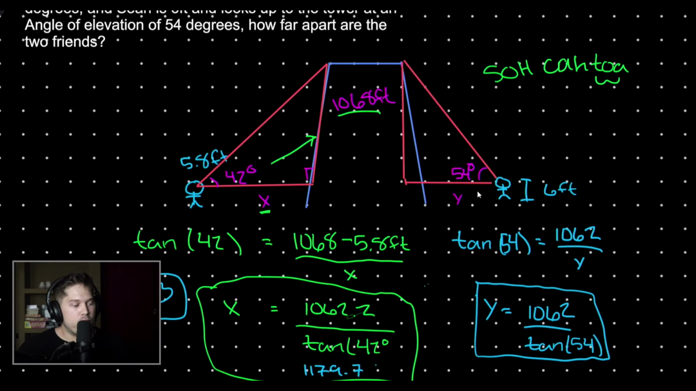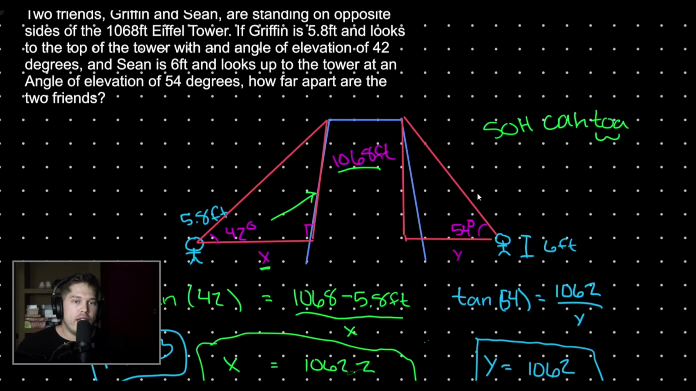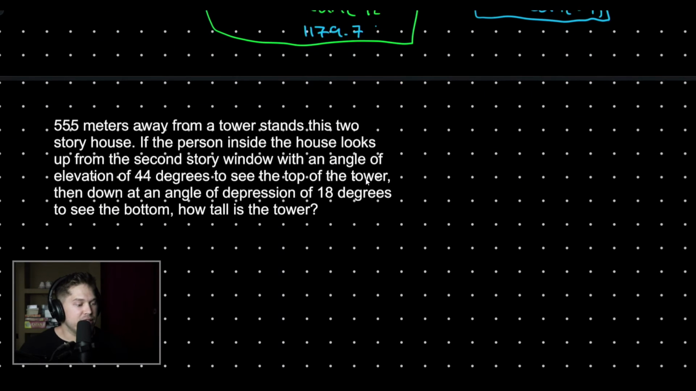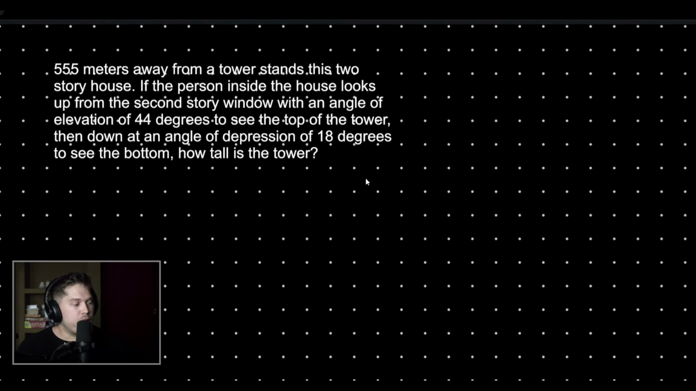Now, quick bonus question. How would this problem be different if the boys were on the same side of the tower instead of on opposite sides? Well, if the boys were on the same side of the tower, we would end up subtracting their distances instead of adding them to find how close they were instead of how far apart they were. Excellent, excellent. Let's look at this next problem.